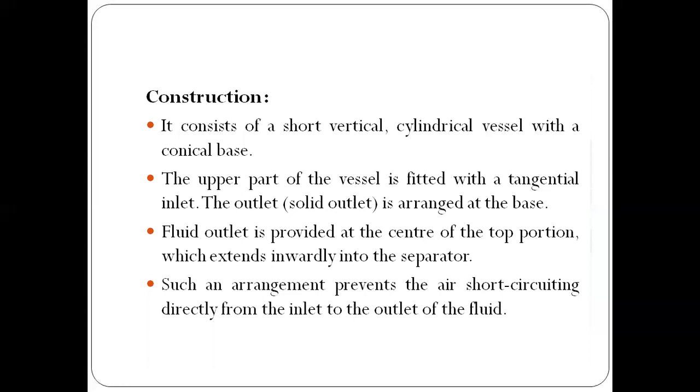Let us first talk about the construction of the cyclone separator. This is a short vertical cylindrical vessel with a conical base, as we saw in the video. The upper part of the vessel is fitted with a tangential inlet, and the solid outlet is arranged at the base. The fluid outlet is provided at the center of the top portion, which extends inwardly into the separator. Such an arrangement prevents the air short circuiting directly from the inlet to the outlet of the fluids.